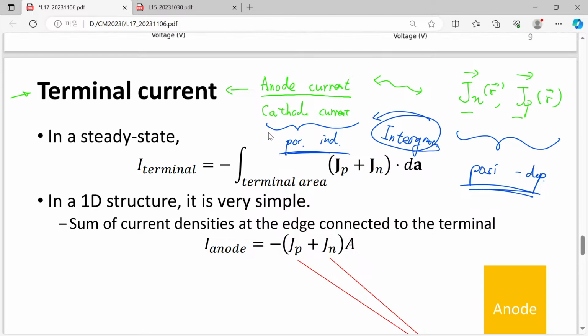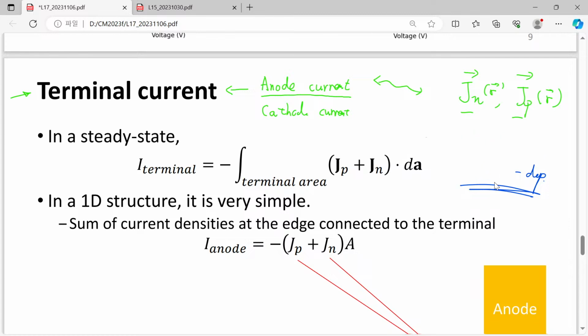When you integrate these position dependent quantities, we will eventually get position independent quantities. Are you all with me? So then what will be the equation or relation between terminal current and position dependent current densities? So any question? Please feel free to interrupt me.